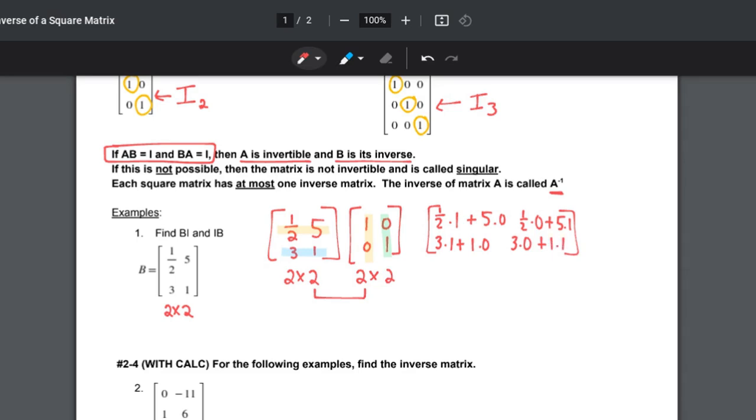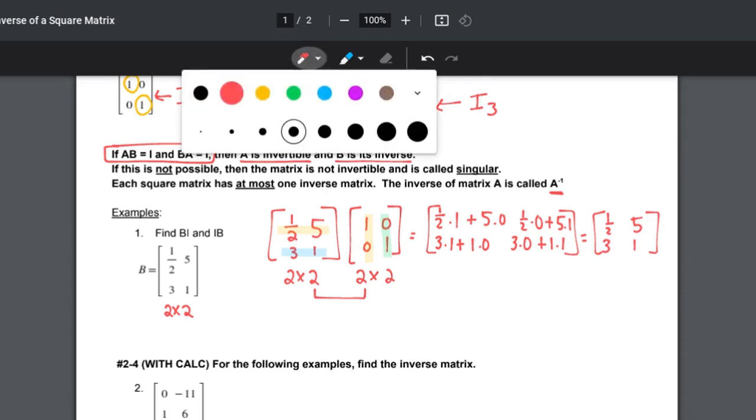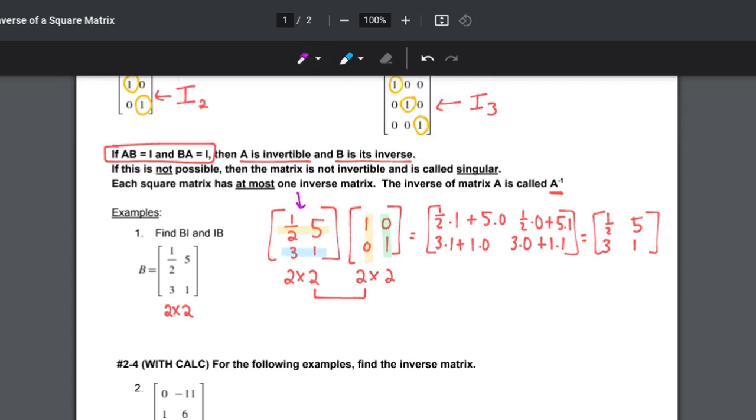All right, when we multiply and add, we get 1/2 plus 0, that's 1/2. We get 0 plus 5, that's 5. We get 3 plus 0, that's 3. And we get 0 plus 1, that's 1. So if you notice, the original matrix B ends up being the answer as well: 1/2, 5, 3, and 1. And this was multiplying B times I.